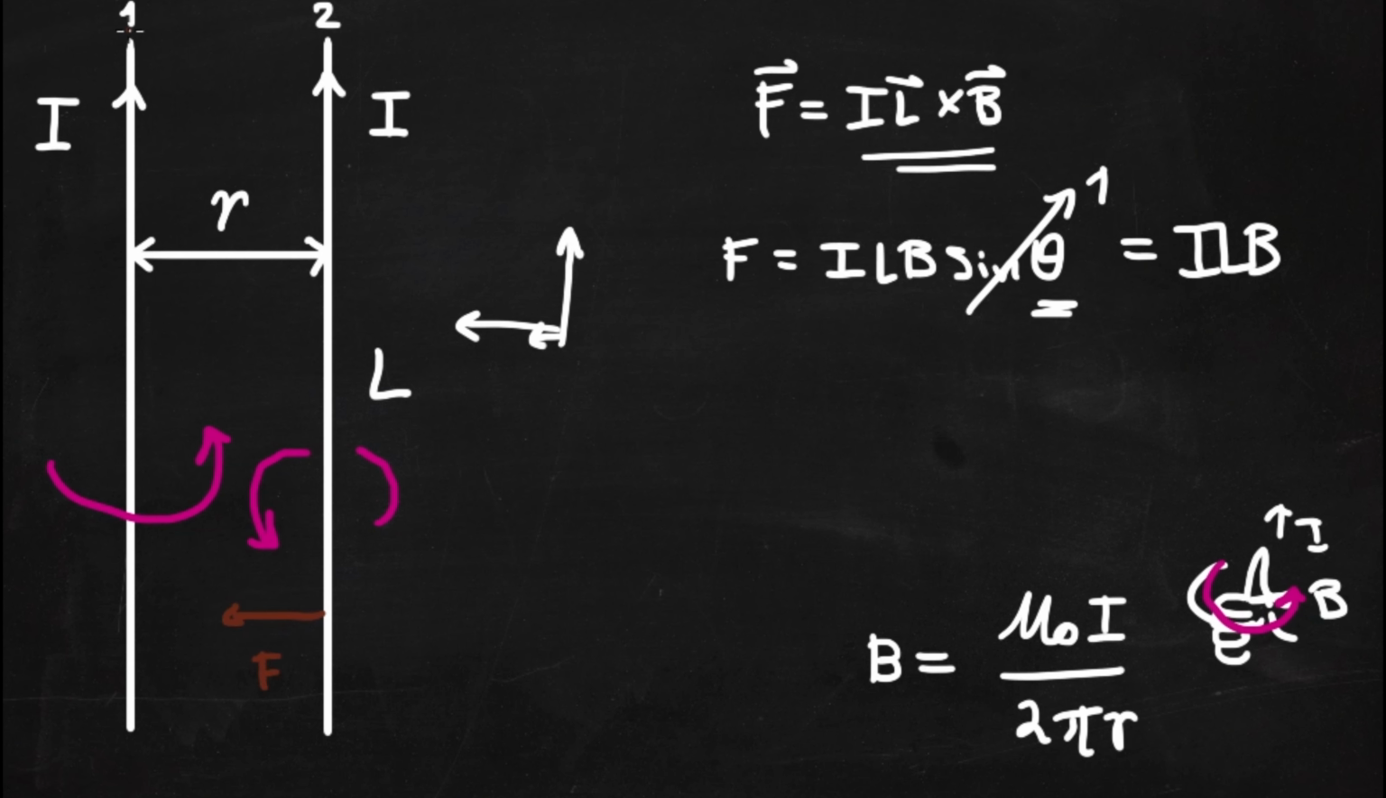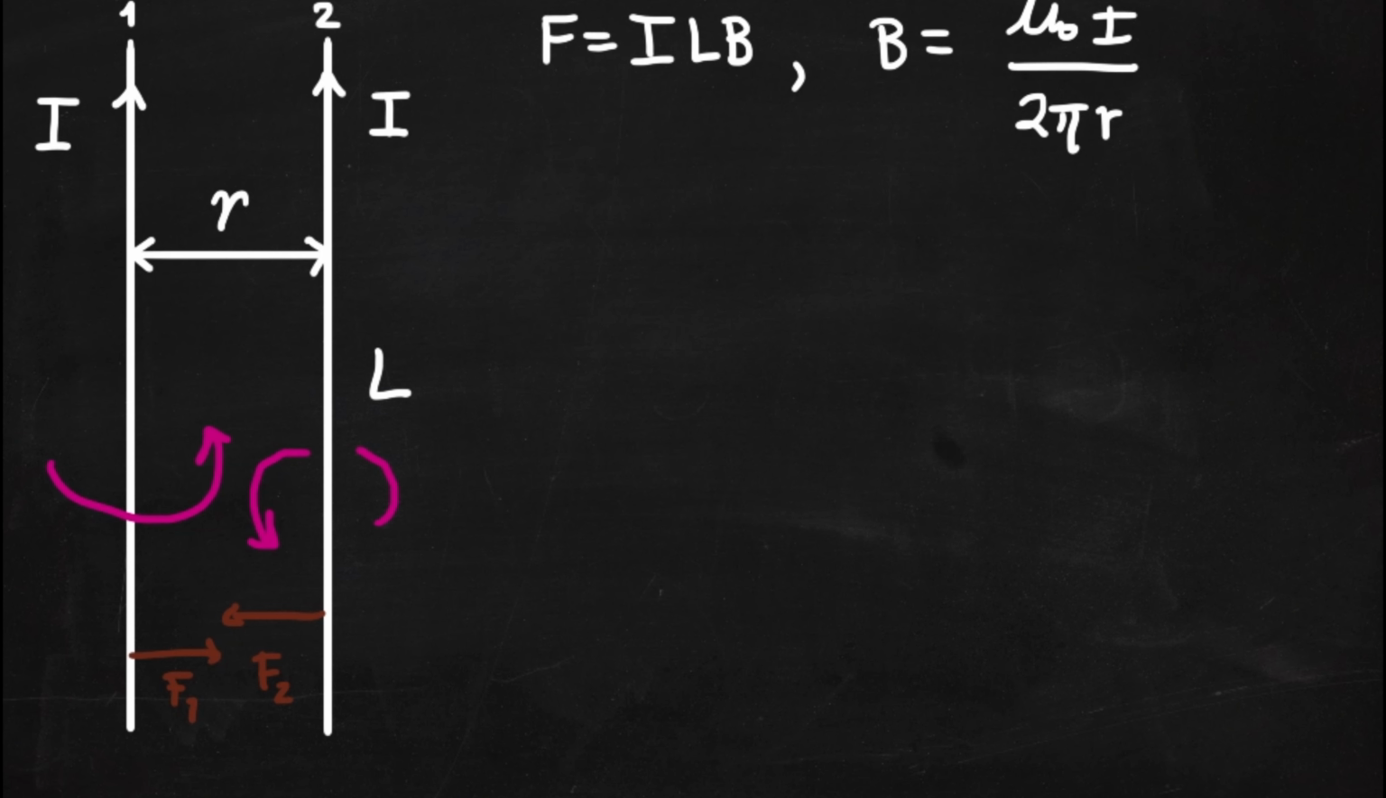And if you work out the direction of the force on wire 1 from the magnetic field produced by wire 2, you'll see that I points in the same direction, but this time B points out of the page like that, and that F points to the right. And clearly this is an attractive force.